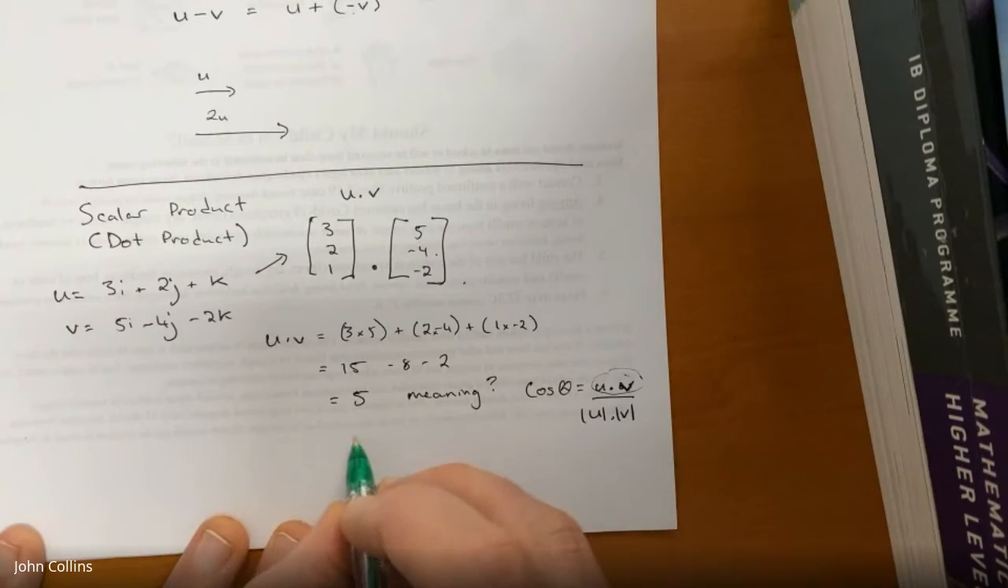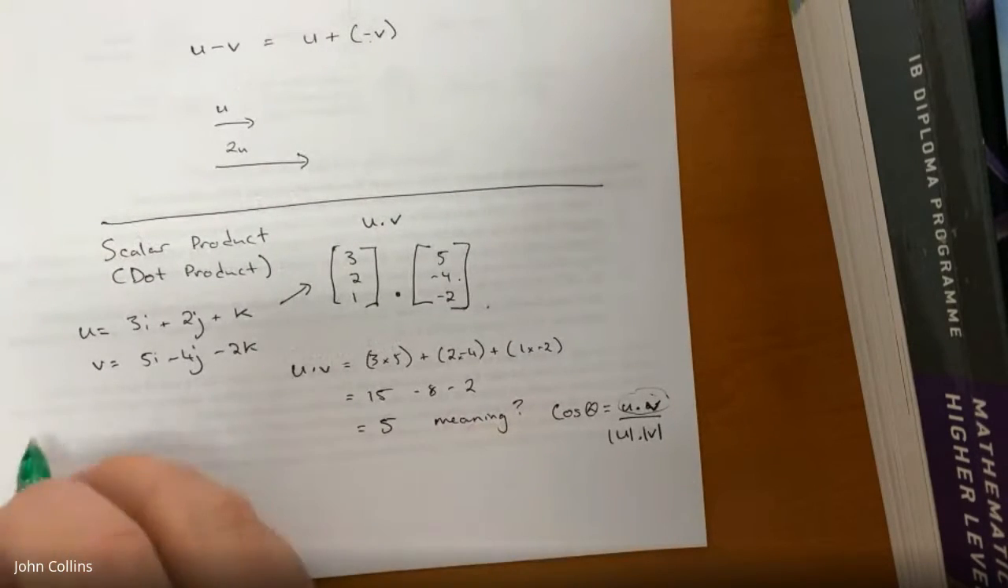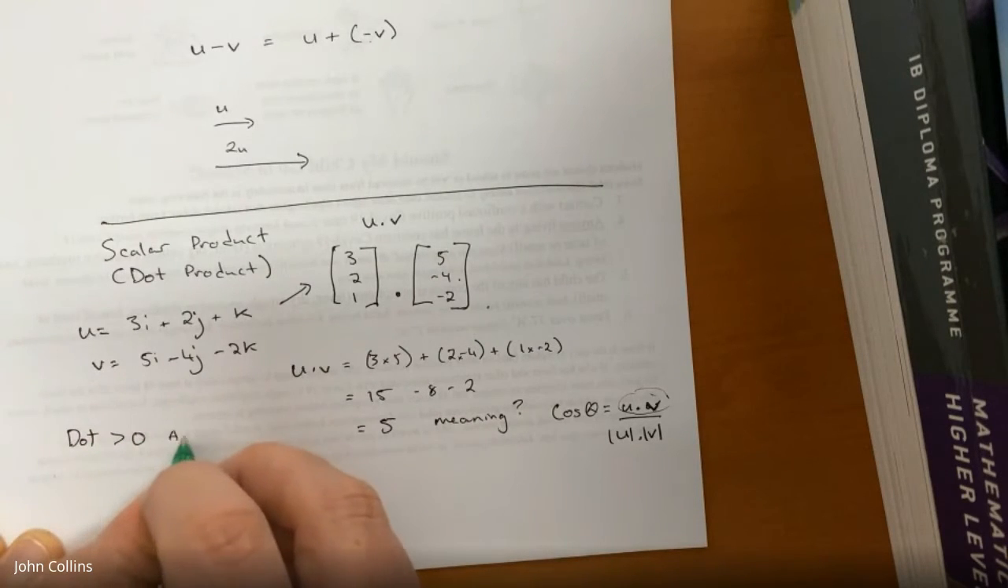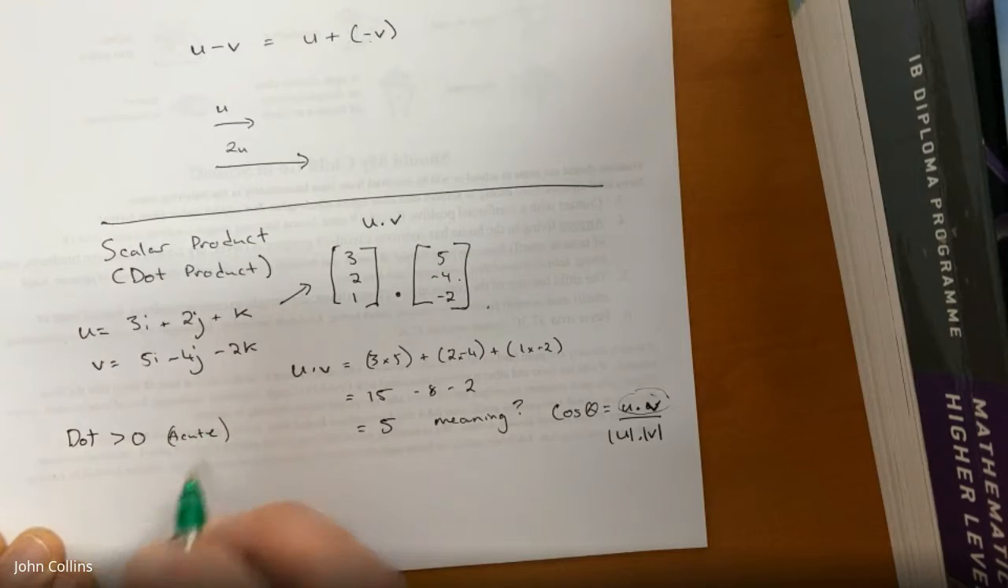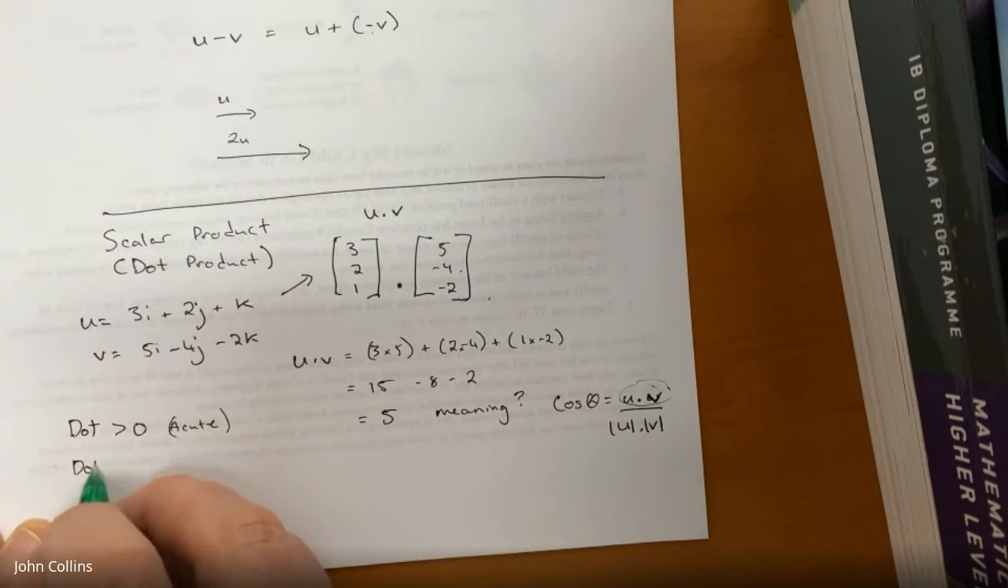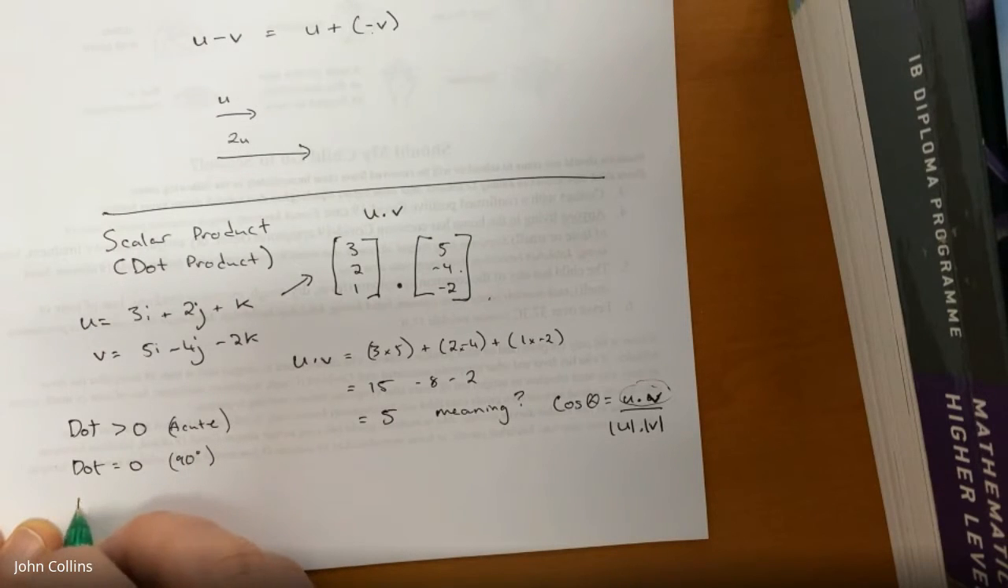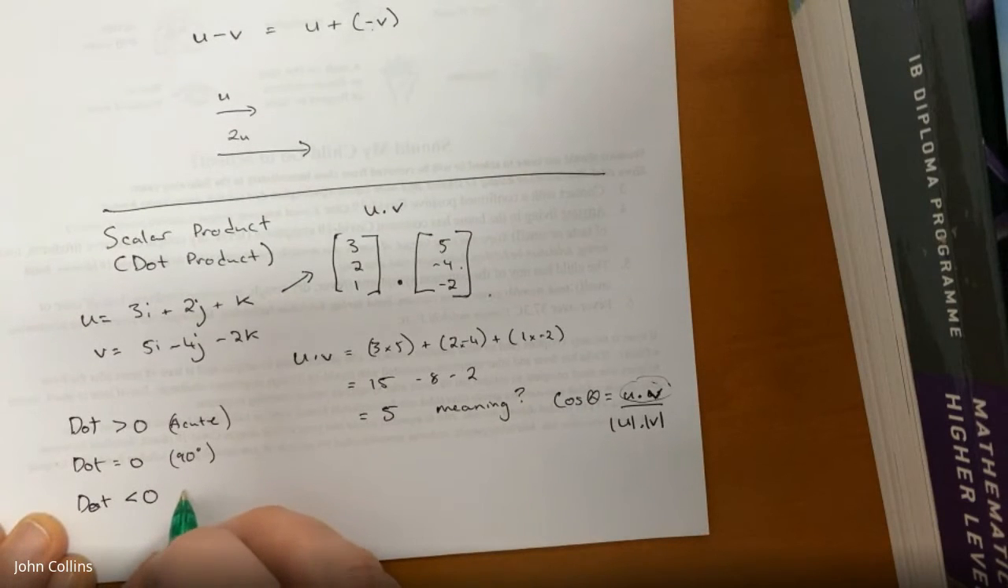If it's 0, then it's 90 degrees. They're perpendicular. Yeah, exactly. So if the dot product is greater than 0, that means it's an acute angle. If it equals 0, that means it's 90 degrees. And if the dot product is less than 0, so a negative number, it is more than 90, it's an obtuse angle.